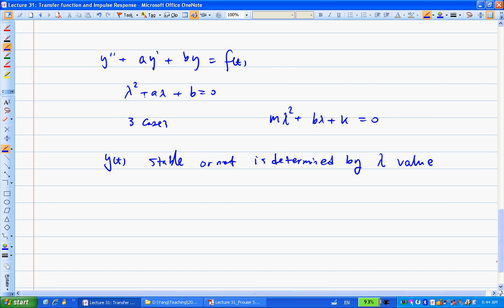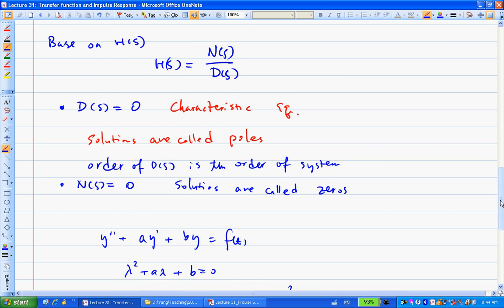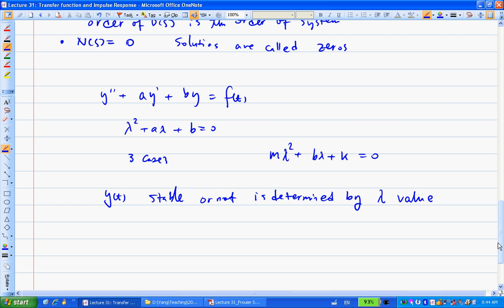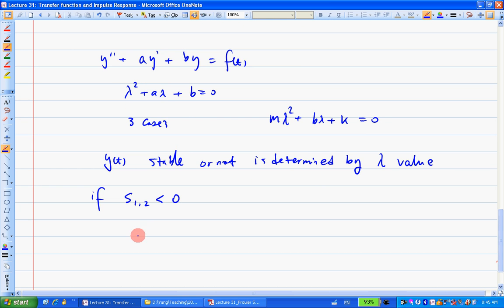So for example, if the lambda value, or the s value, in my case the characteristic equation or the poles, so lambda and s are the same thing now. So for example, let's say I have two distinct real roots, s1 and s2, but both of them are less than 0. Technically, the solution, the homogeneous solution, will be C1 e to the lambda 1 t plus C2 e to the lambda 2 t, right?